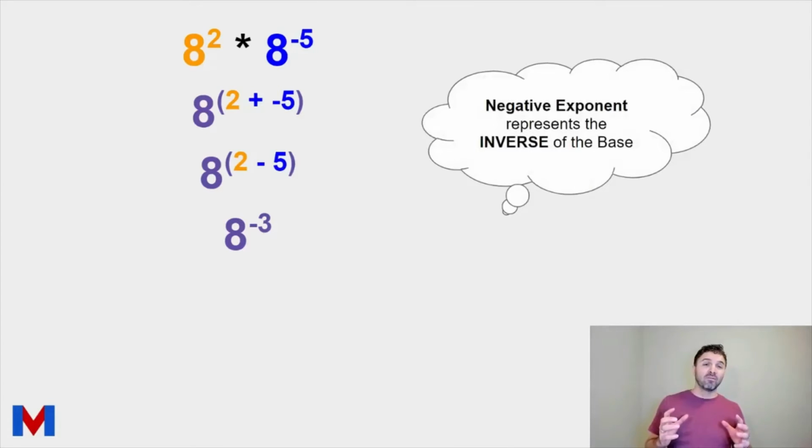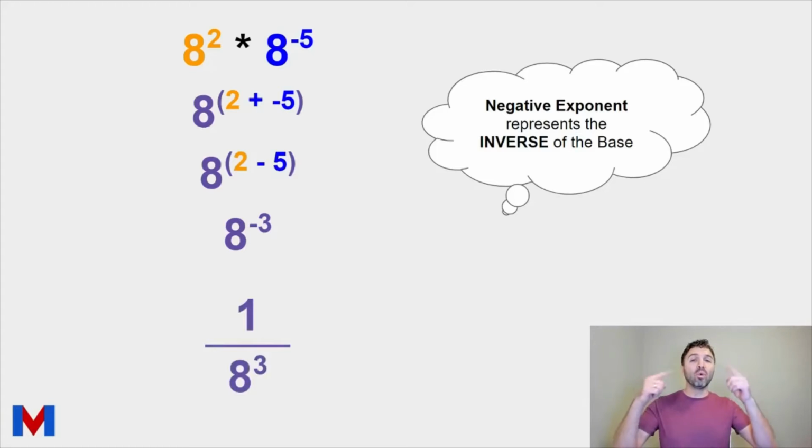Negative exponents represent the inverse of the base. The inverse is not the opposite, but we're going to flip it. So 8 to the negative third becomes 1 over 8 to the third. And you're only taking the inverse of the base. That's important. That's probably the biggest mistake that I see with students: when they see a negative exponent, they want to take the inverse of everything, but it's only the base that's connected with that negative exponent.